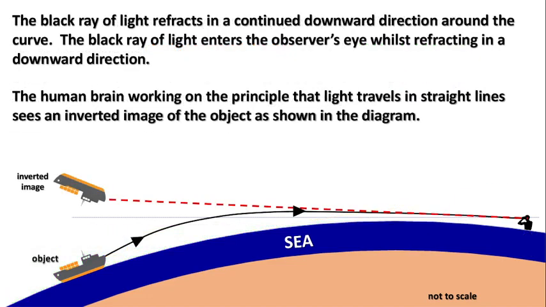The black ray of light refracts in a continued downward direction around the curve. The black ray of light enters the observer's eye whilst refracting in a downward direction. The human brain, working on the principle that light travels in straight lines, sees an inverted image of the object as shown in the diagram.